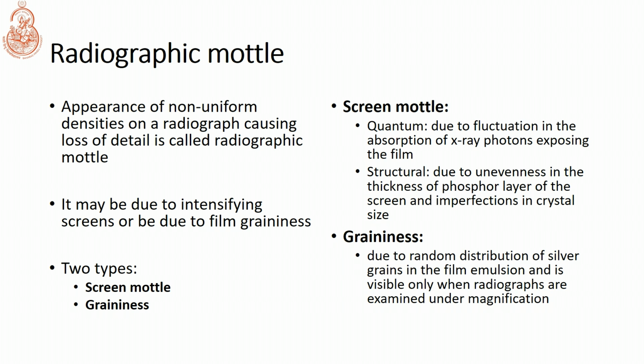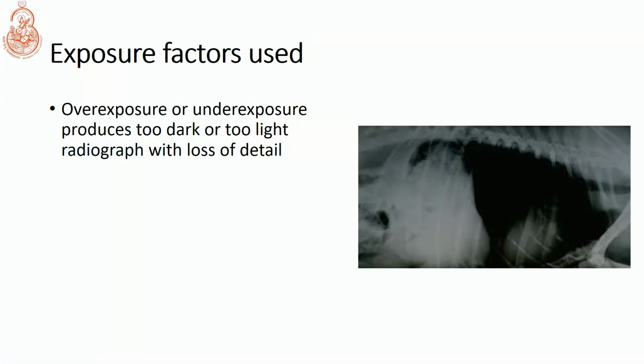Quantum screen mottle is due to the fluctuation in the absorption of X-ray photons exposing the film, while the structural screen mottle is due to unevenness in the thickness of the phosphor layer of the screen and imperfections in the crystal size. While the graininess is due to random distribution of silver grains in the film emulsion, and is visible only when the radiographs are examined under magnification. So radiographic mottle is also a factor that affects the radiographic detail.